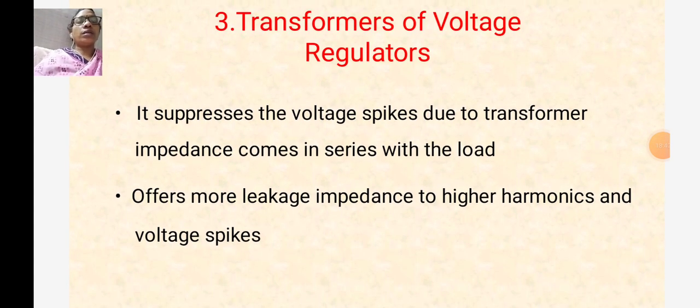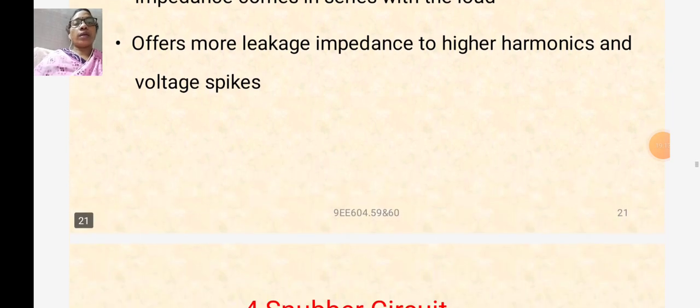So next is the transformers for voltage regulation. It suppresses the voltage spikes as the transformer impedance is connected in series with the load. The transformer's winding leakage inductances offer more impedance to the voltage spikes as well as higher order harmonics.